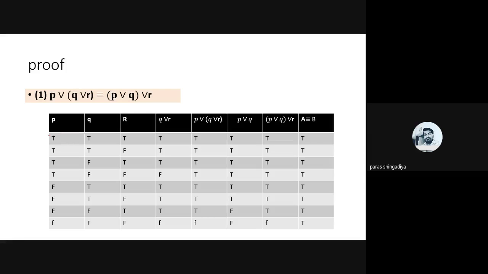Now it is easy to understand. Make columns P, Q, R, and then after that the Q or R value. What is the meaning of the or operator? If both the values are F, then it will be F, and in all the remaining cases it will be T. So check this condition first. Here in the fourth row both values are F, and in the last row both values are F. So write F there, and in all the remaining places replace with T.